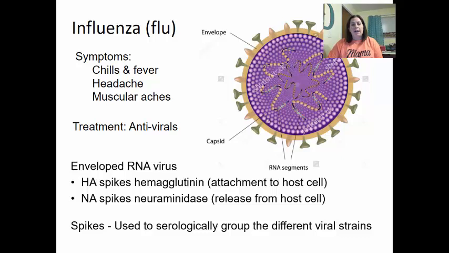It's an enveloped RNA virus. It can contain HA spikes as well as NA spikes. The HA spikes are the hemagglutinin, and these help attach to the host cells, and they're shown here in the gray. The NA spikes are what allow it to release from the host cell. These spikes are used to serologically group the different viral strains of the flu. This is why you end up hearing about flus that are H1N1. It's talking about the H type of spike as well as the N type of spike.